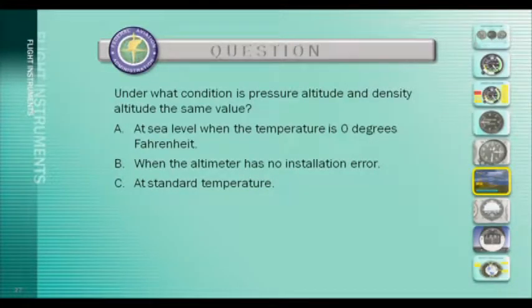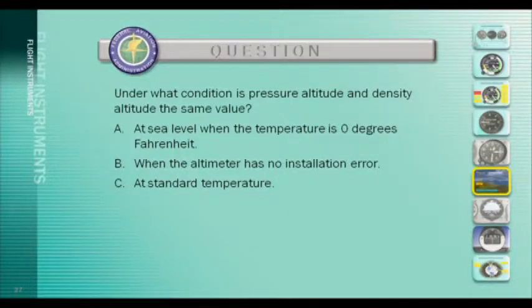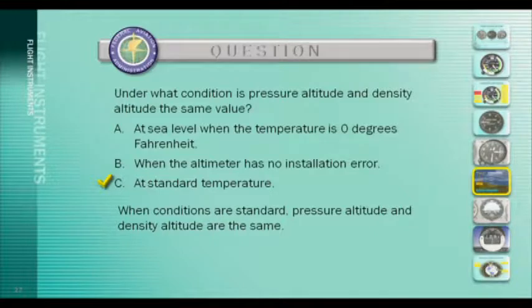All right, the different types of altitudes. Let's take a look at this question. Under what condition is pressure altitude and density altitude the same value? You've got 3 potential answers. Only one is correct. Have a look. Okay, under what condition is pressure altitude and density altitude the same value? The correct answer, C, at standard temperature. Once again, remember, when conditions are standard, pressure altitude and density altitude are the same.